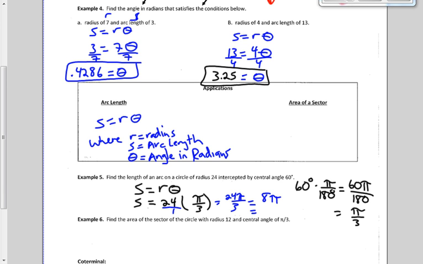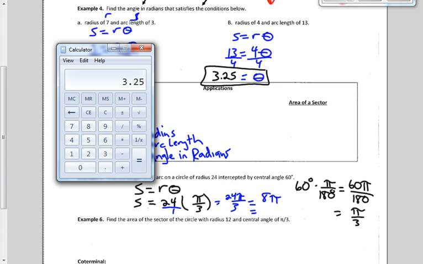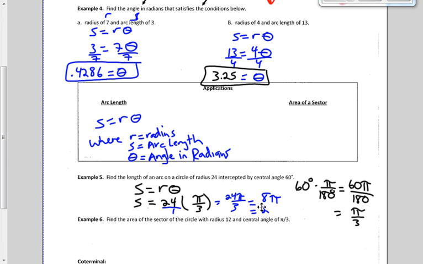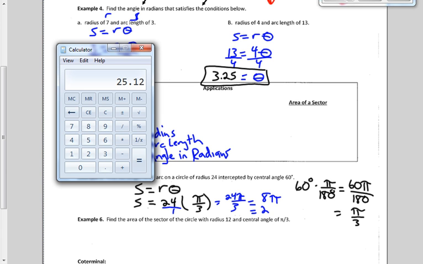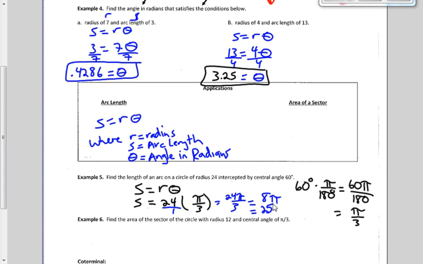Well, if you're not confident with 8 pi, you can do 8 times 3.14, if it makes more sense to you to have your arc length be 25.12. So it's pretty easy formula stuff.